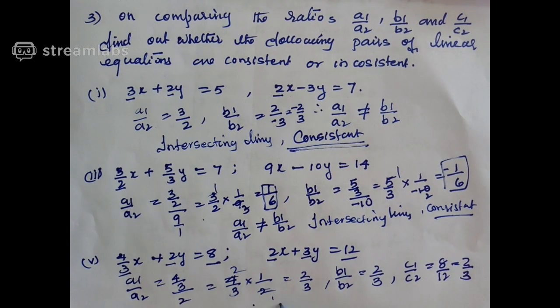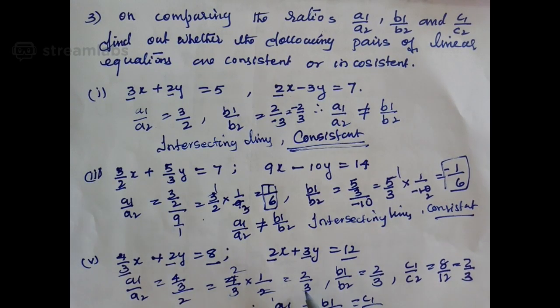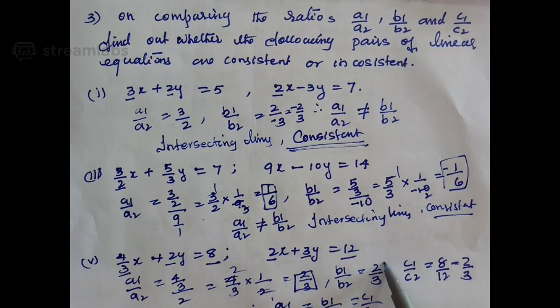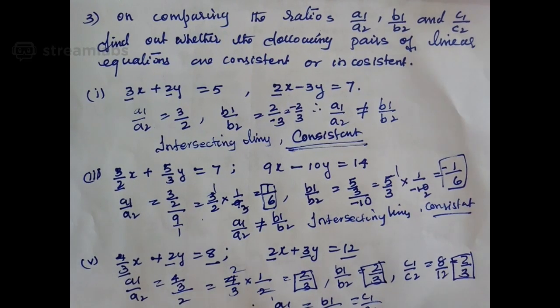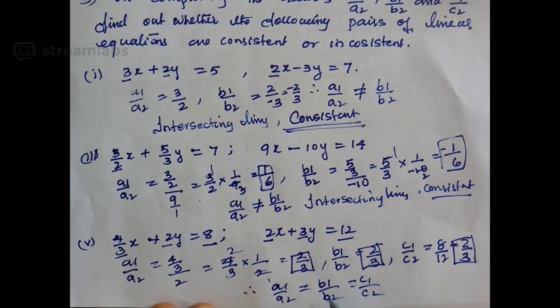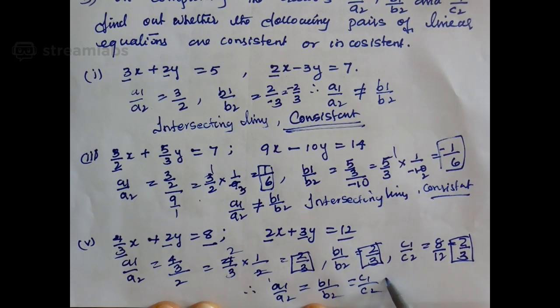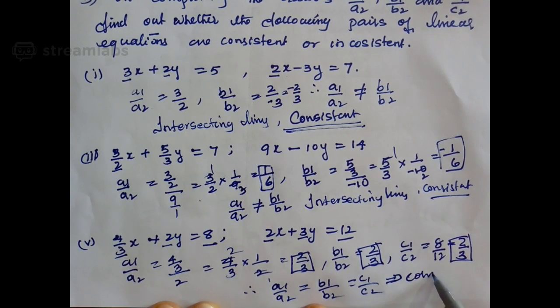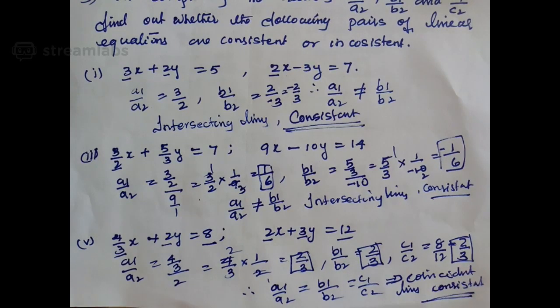From this what we can conclude? a1 by a2 is equal to b1 by b2 is equal to c1 by c2. a1 by a2 is 2 by 3, b1 by b2 is 2 by 3, c1 by c2 is also 2 by 3. Hence a1 by a2 is equal to b1 by b2 is equal to c1 by c2. They are what? Coincident lines, isn't it? So this is also consistent. Take it.